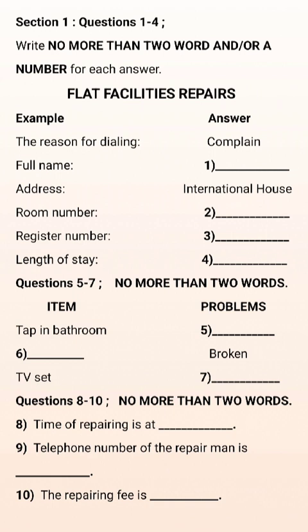The reason for dialing is to complain. So complain has been written in the space. Now we shall begin. You should answer the questions as you listen, because you will not hear the recording a second time. Listen carefully and answer questions 1 to 4.